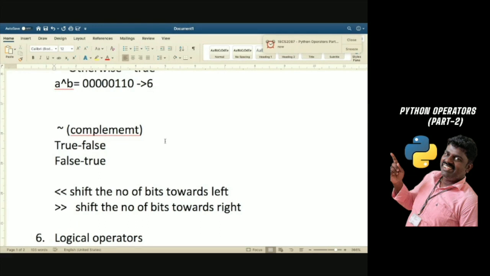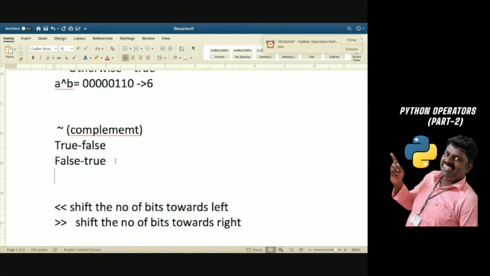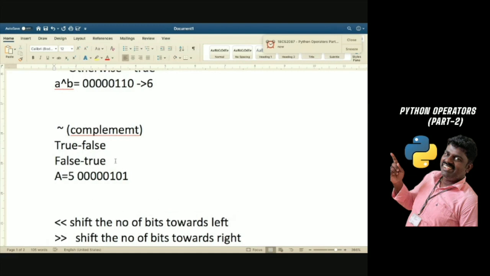And then coming to the complement part. Complement part means, for example, if you are giving a equal to 5, then automatically you have to make a complement of it. As I told you, the binary value for 5 is 0 0 0 0 0 1 0 1, right? So negation of a means what we have to put. So that means we have to give it as the symbol for negation.